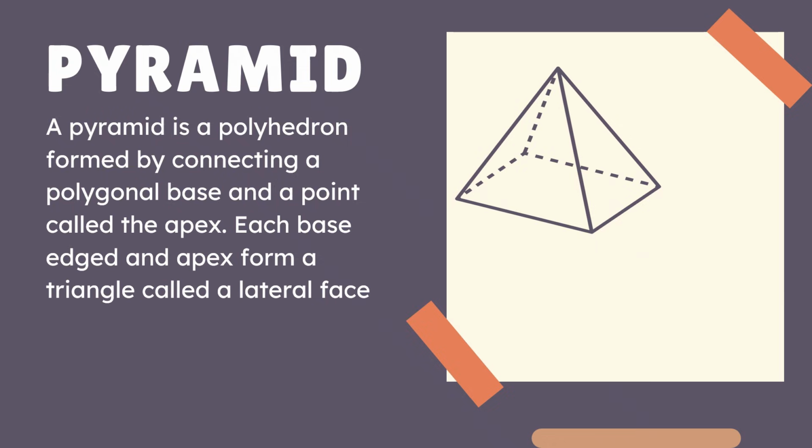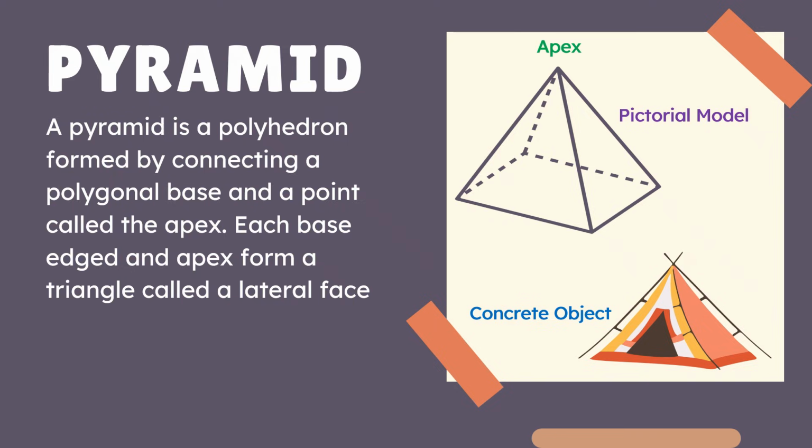Next, let's discuss a pyramid. A pyramid is a polyhedron formed by connecting a polygonal base and a point called the apex. Its base edges and apex form a triangle called a lateral face. When we say polyhedron, it is made up of line segments. This is the pictorial model of a pyramid, and this is the concrete object. What object is this? Alright, this is a tent.